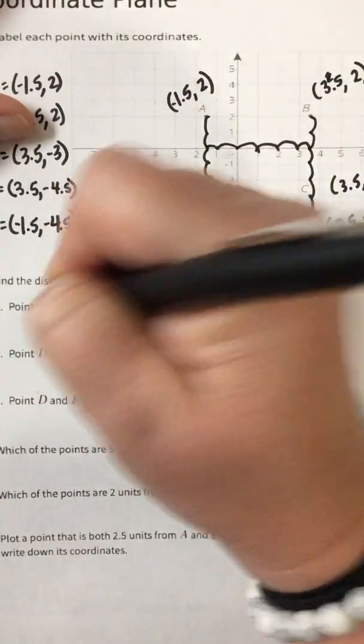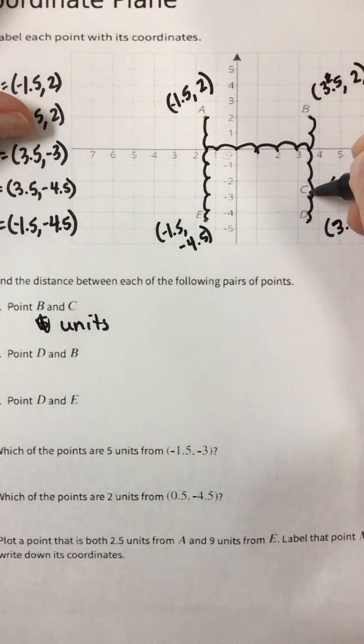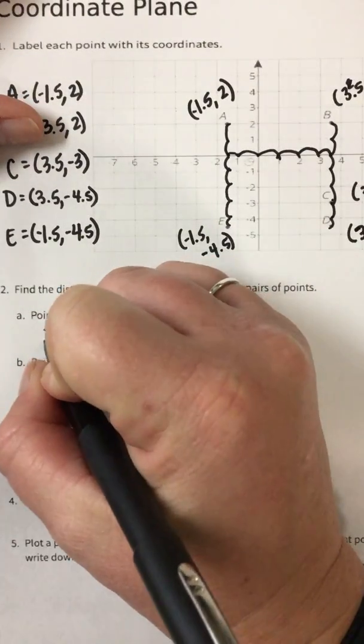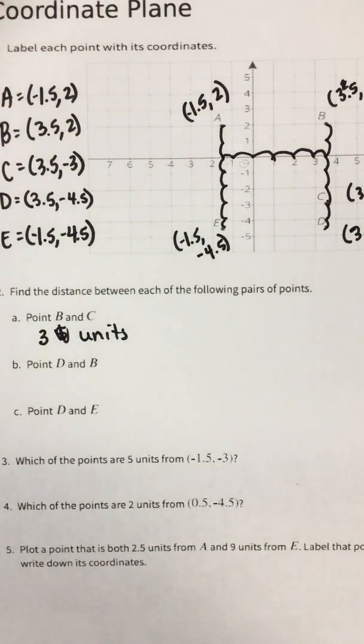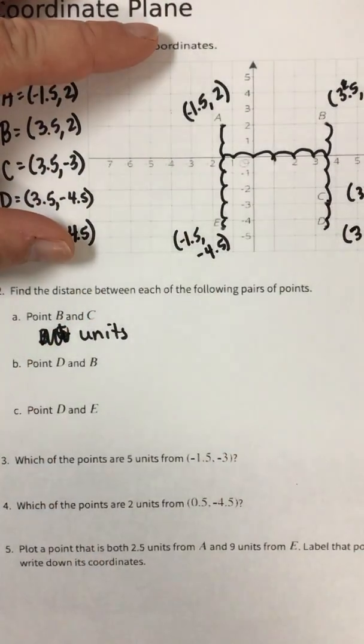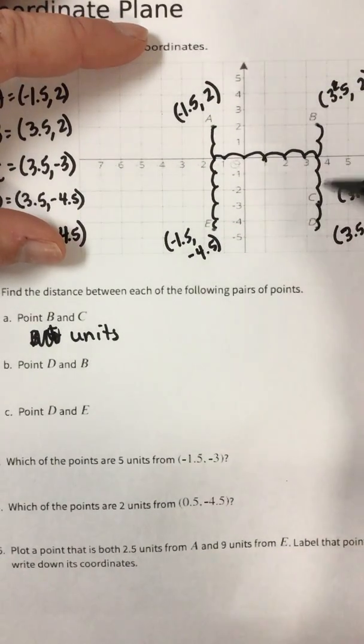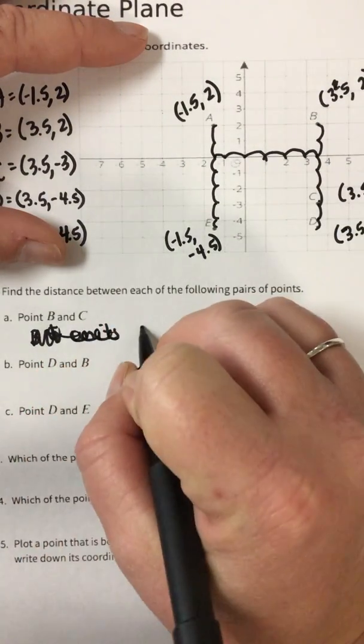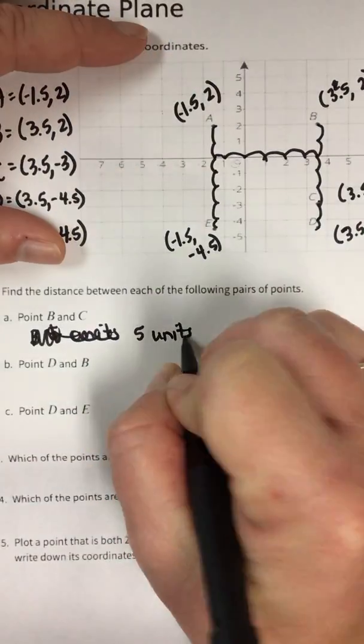I'm sorry. See, that's why you check. And then it's 1, 2, 3 to C. So it should be 3 units. Lord, it's too early this morning. So 2 plus 3 is 5. So the answer is 5 units altogether between those two.